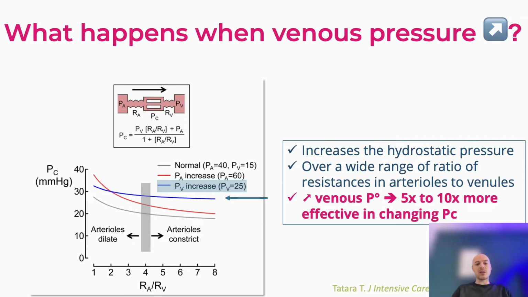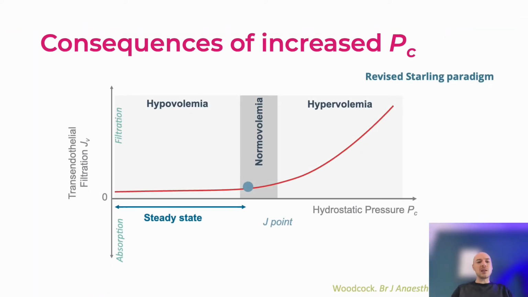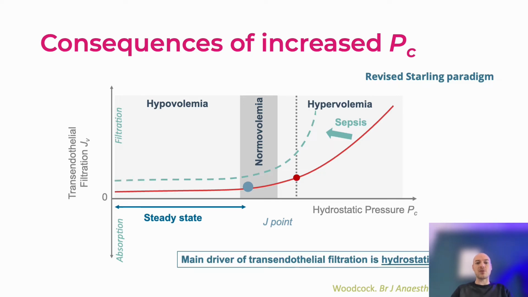So, of course, there are some consequences because the hydrostatic pressure is directly correlated to the transendothelial flux, the JV. As we said earlier, the main driver of transendothelial flux is the hydrostatic pressure. In this revised Starling equation proposed by Woodcock, any increase in hydrostatic pressure above the J point threshold substantially increases the transendothelial filtration.